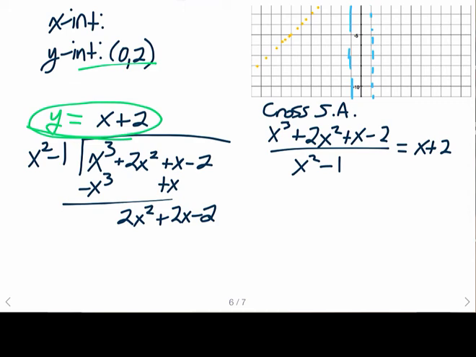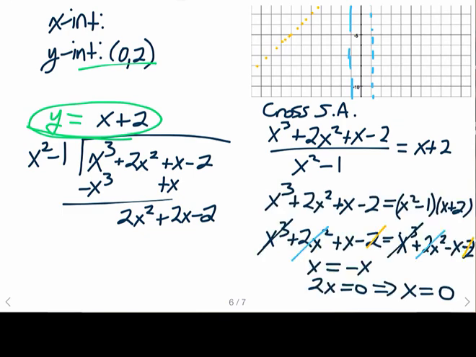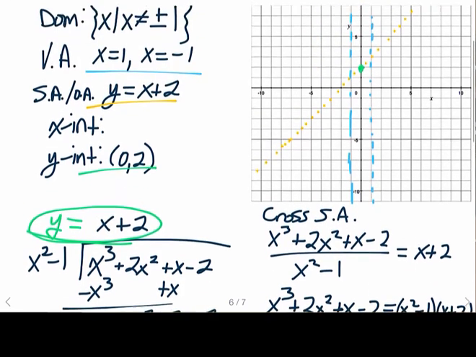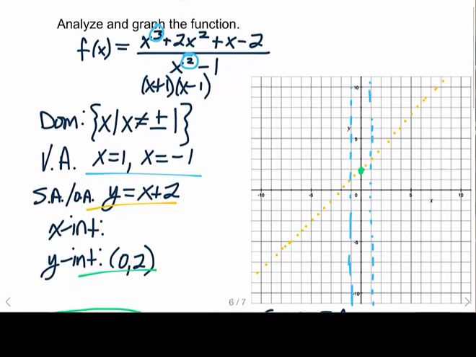So, x cubed plus 2x squared plus x minus 2 over x squared minus 1 is equal to x plus 2. We're going to clear the fraction, and then we're going to solve this thing. After doing so, we see that x equals 0 is the only such solution, and so we don't have anything else going on there. Now, this is the worst of all possible worlds.